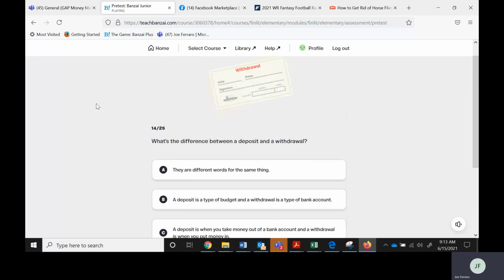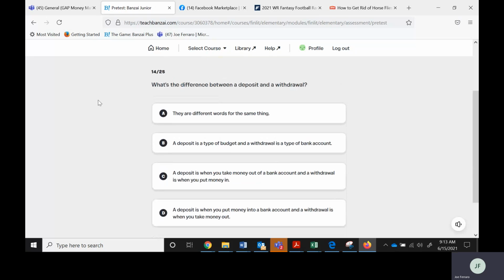Fourteen, what's the difference between a deposit and a withdrawal? A, they are different words for the same thing. B, a deposit is a type of budget and a withdrawal is a type of bank account. C, a deposit is when you take money out of a bank account and a withdrawal is when you put money in. Or D, a deposit is when you put money into a bank account and a withdrawal is when you take money out.